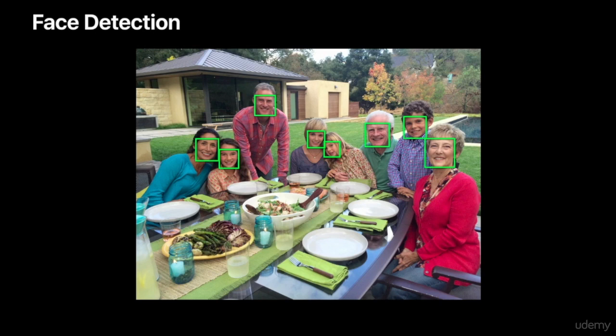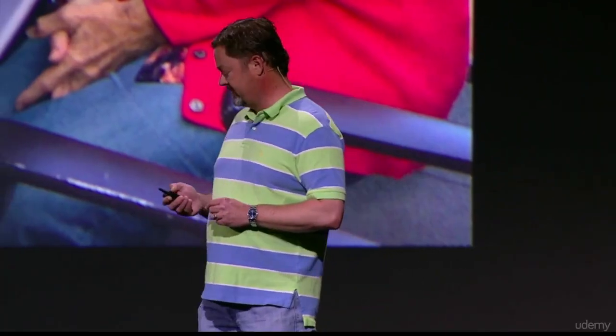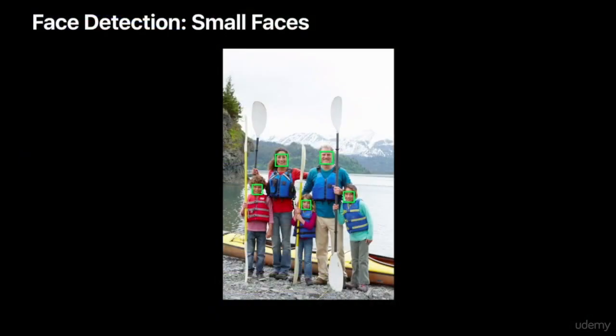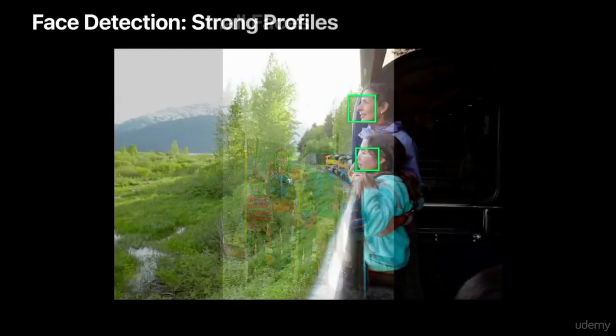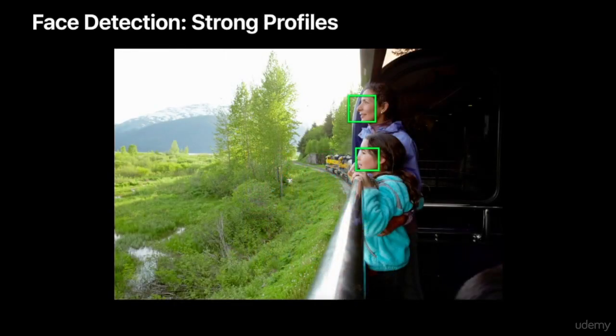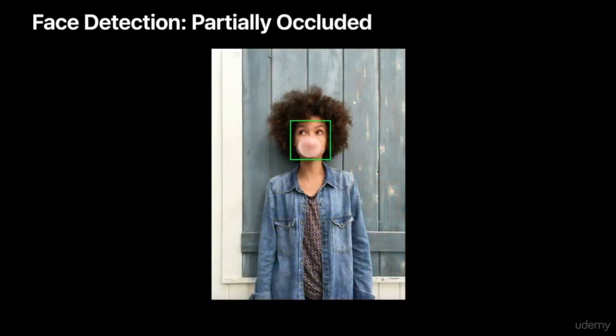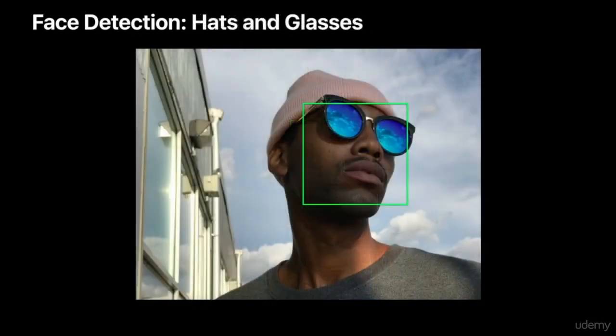We're going to have higher precision, which means fewer false positives, but we are also going to have dramatically higher recall, which means we'll miss fewer faces. So let's look at some of the examples of faces that we will now be able to detect with the Vision Framework. For one thing, we'll be able to detect smaller faces. We'll also be doing a better job of detecting strong profiles. We'll also do a better job of detecting more partially occluded faces, and that includes things like hats and glasses.